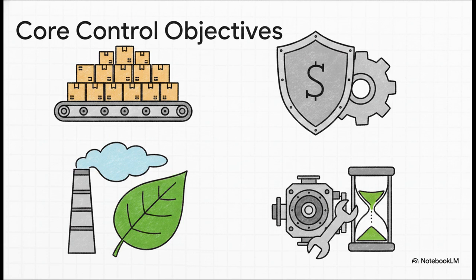This translates to very tangible objectives. We want to increase product throughput and the yield of our higher valued products, but at the exact same time, we must decrease energy consumption, cut down on pollution, and reduce off-spec products. And, above all else, we absolutely must guarantee safety and extend the life of our really expensive equipment.